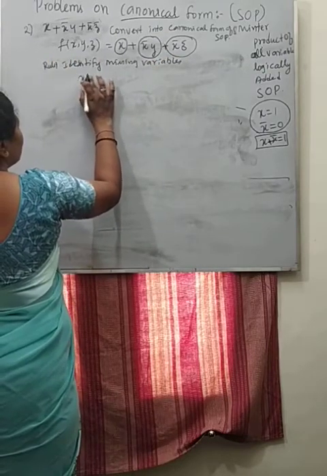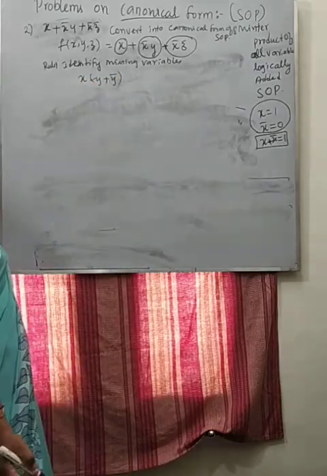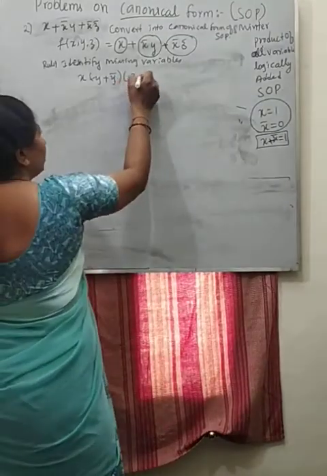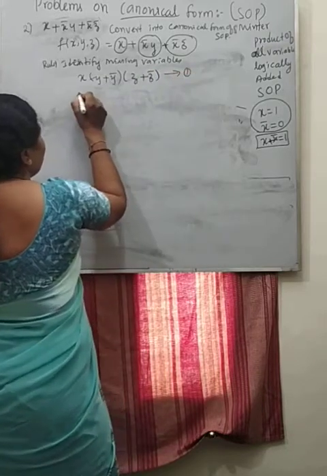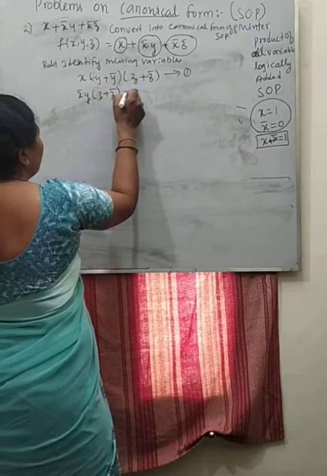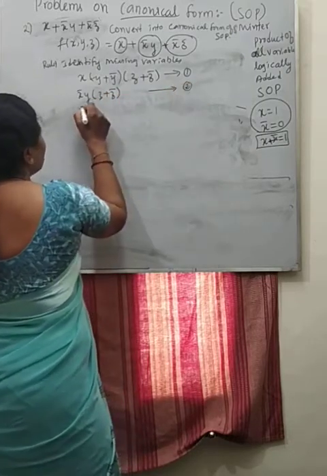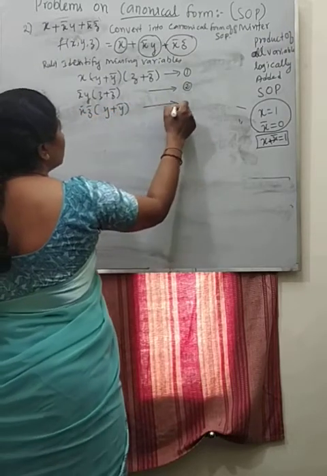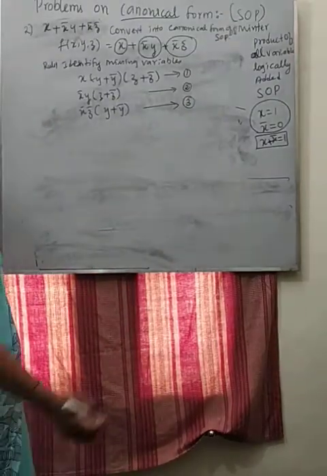x doesn't have y, so include the missing variable and its complement. z is not there, so z plus z complement. This is your first equation. x complement y, z is not there, z complement. This is your second equation. x complement z complement, y is not there, y complement. This is your third equation. Distribute all into the equation now.